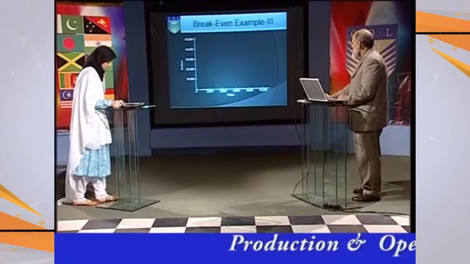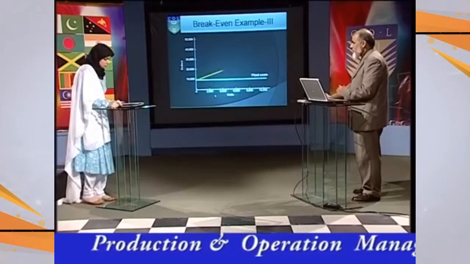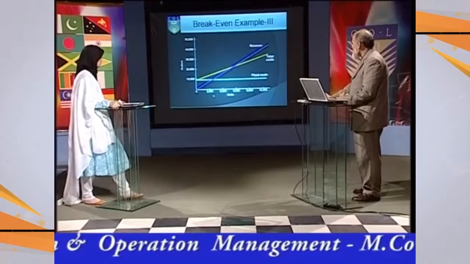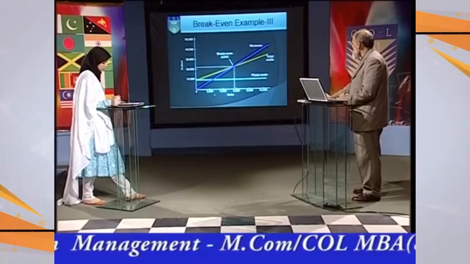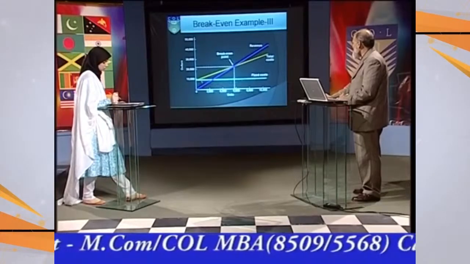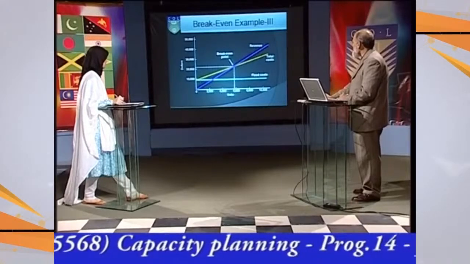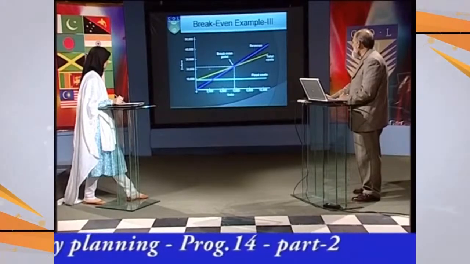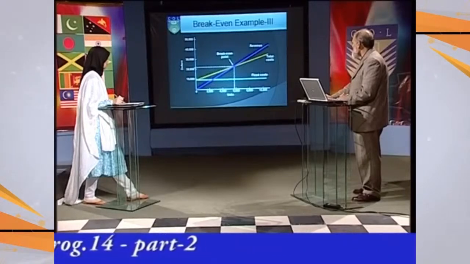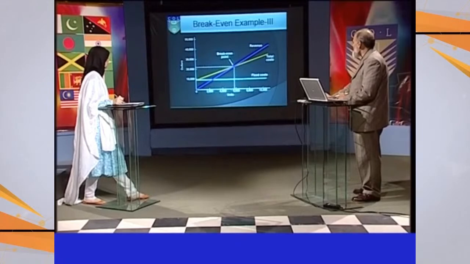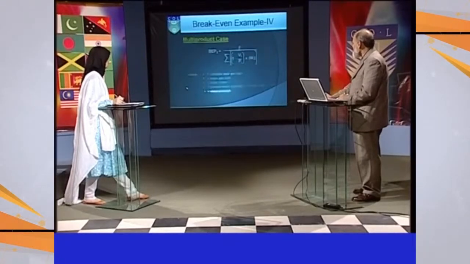Now, we plot the same example which I discussed here in this diagram. We see our fixed costs are here, 10,000. Our revenue line is here. Our total cost line is here, and they meet at approximately 22,000 here and 5,700 here. Okay, this is again the graphical description of the break-even example.